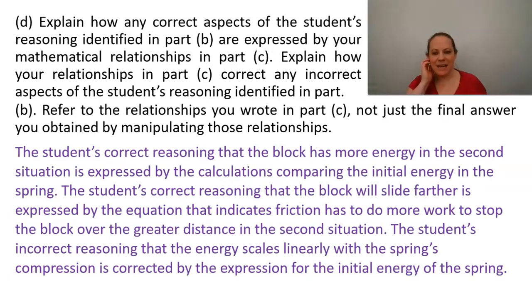So the student's correct reasoning that the block has more energy in the second situation is expressed by the calculations comparing the initial energy in the spring, and you could cite your equations here. The student's correct reasoning that the block will slide farther is expressed by the equation that indicates friction has to do more work to stop the block over the greater distance in the second situation. And the student's incorrect reasoning that the energy scales linearly with the spring's compression is corrected by the expression for the initial energy of the spring. Those three statements right there are exactly what the points were for.